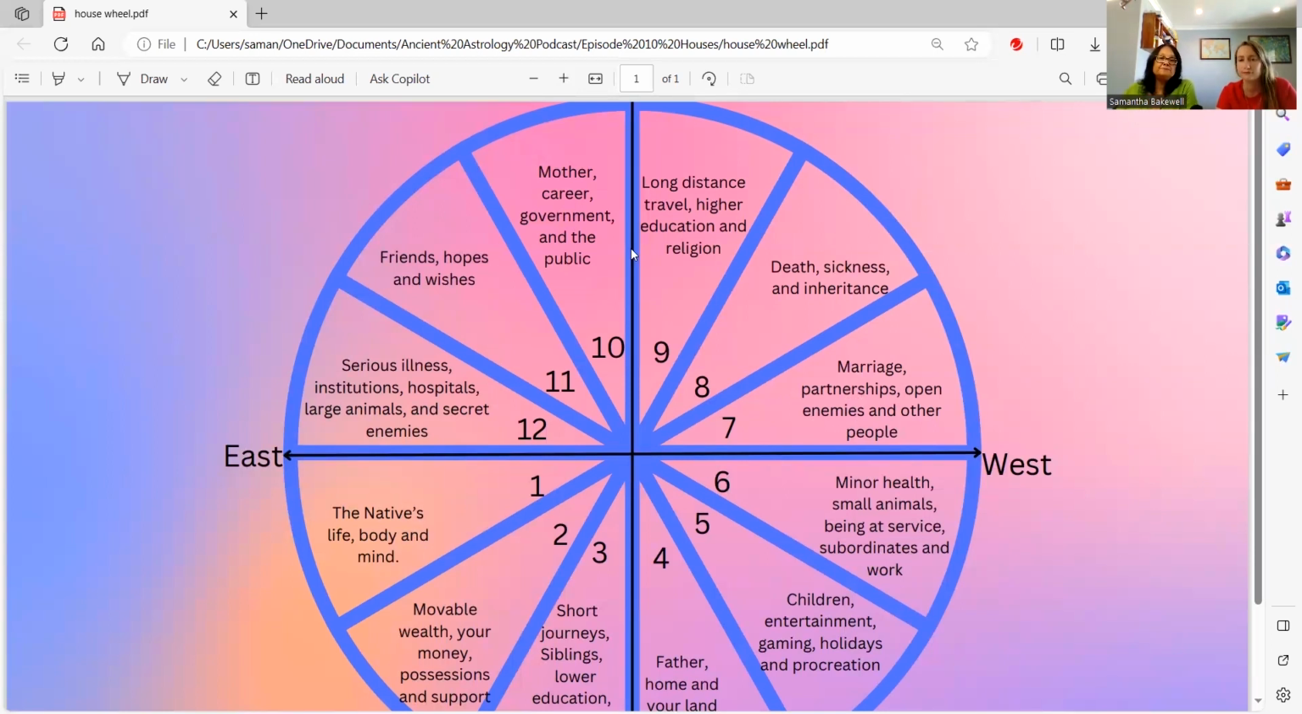So the 8th house is a succedent house. I mean, hopefully everyone remembers their angular, succedent and cadent houses.